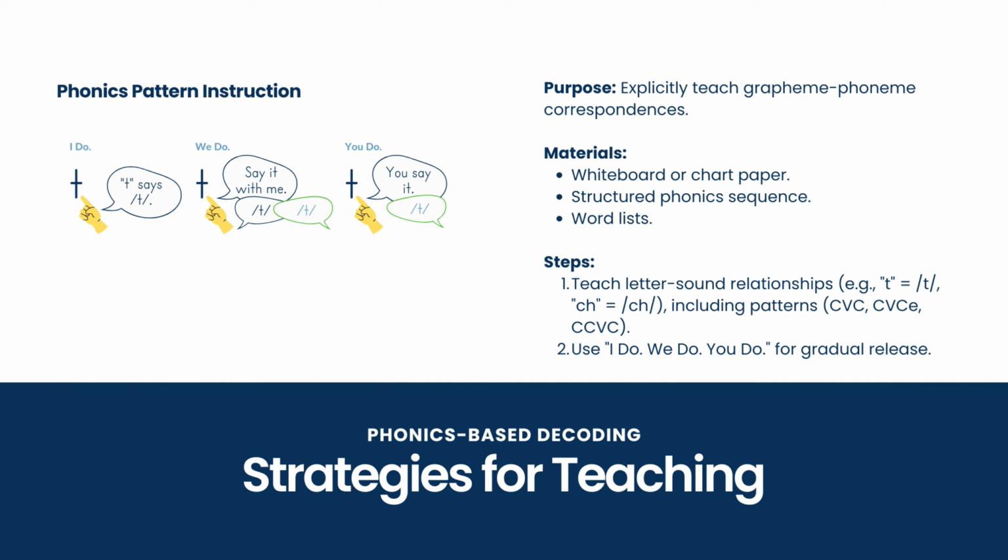On this slide, we have phonics pattern instruction. The purpose is to explicitly teach grapheme-phoneme correspondences, such as recognizing that the letter T represents the T in sit, or how the CH represents the CH in chip. Start with a structured phonics sequence using materials like whiteboards or word lists, and demonstrate the process with clear examples and follow the I do, we do, you do model to guide students toward independent mastery.